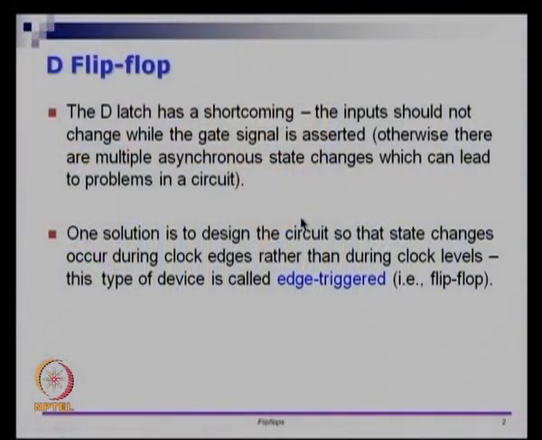Instead, we will design a circuit which will ensure that Q will change only during the clock edges rather than during the clock levels. So, instead of a latch which changes Q as long as the latch is enabled, we will ensure that Q in a flip flop will change only when the clock comes in. At the time of the clock, if there is anything in D, we will capture that. Any further changes in D will not be captured till the next clock comes in. So, this is called a D flip flop.